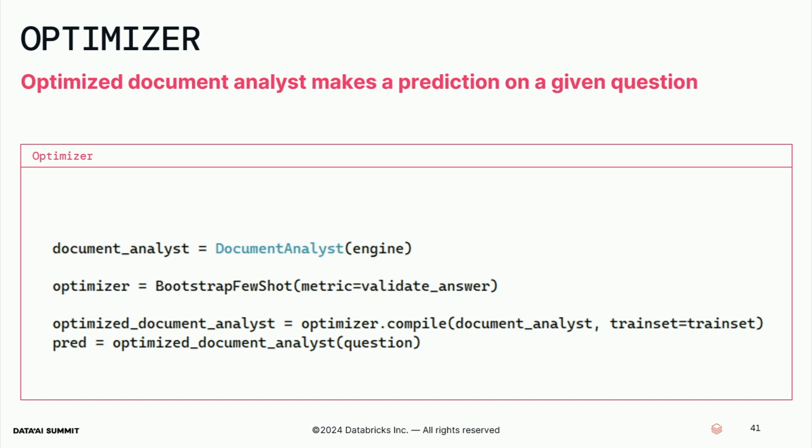So in order to test this system out, we'll initialize the document analyst object with an engine designed to process and analyze text, an optimizer, specifically the bootstrap few shot, set up using a metric called validate answer, and the optimizer then used to compile the document analyst with a training data set, enhancing its ability to generate accurate predictions. Finally, we use that optimized analyst to make a prediction on a given question.